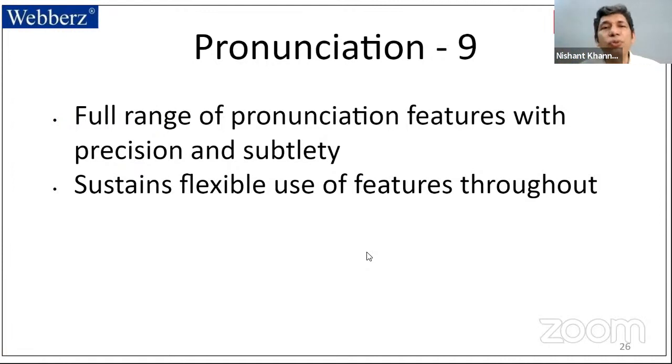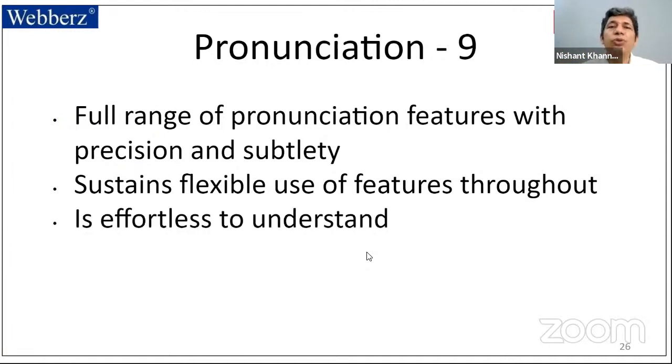Sustains use of features throughout your speaking. That means throughout your speaking, you should be able to sustain these features. You should be effortless to understand. The examiner doesn't have to strain his ears to understand you. No, no, no. You have to be understandable. Your pronunciation has to be understandable, effortless.